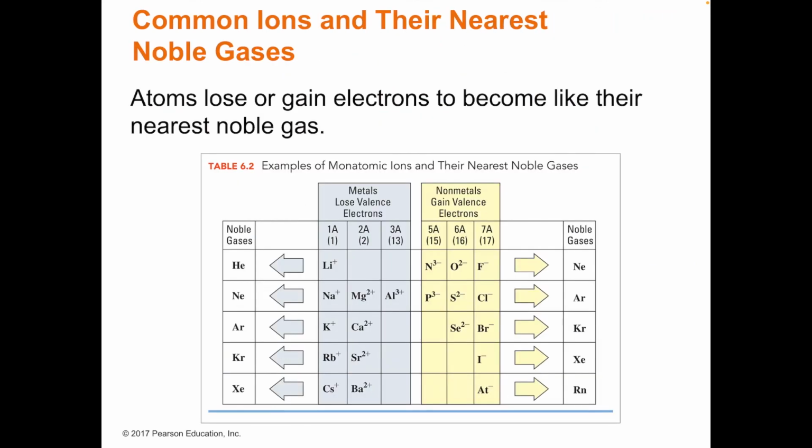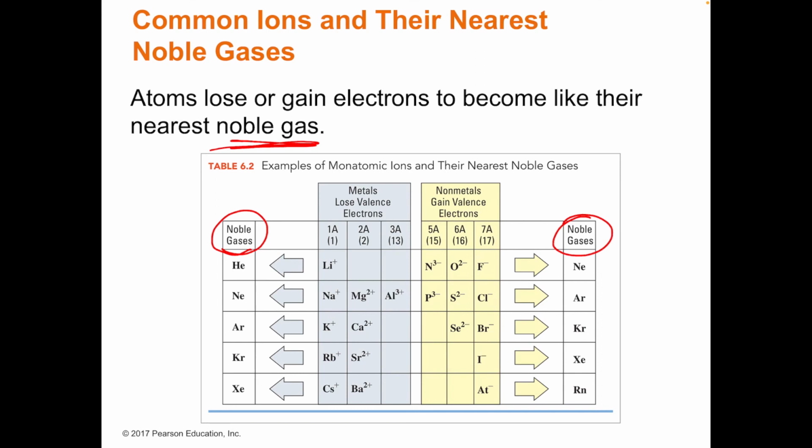So again, atoms will lose or gain electrons, and essentially they will become like their nearest noble gas. So the metals will lose their electrons to go backwards to get the noble gas configuration of the noble gas that came before it, right? Because we know noble gases always have 8 valence electrons. The nonmetals will gain valence electrons to become like their nearest noble gas, okay? Because again, we know that all of the noble gases have 8 valence electrons.